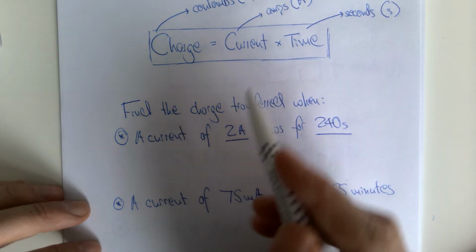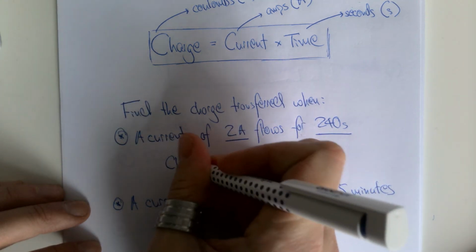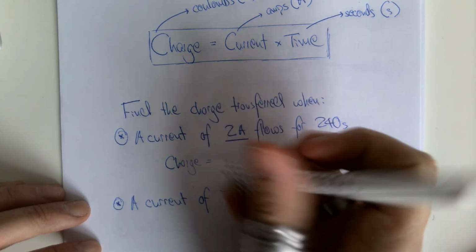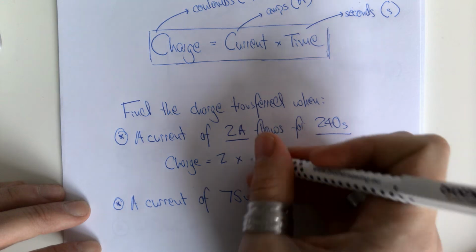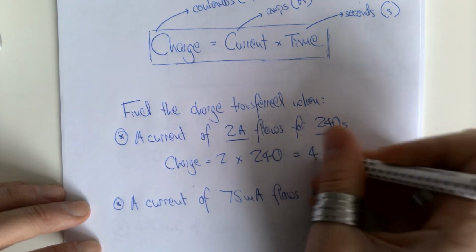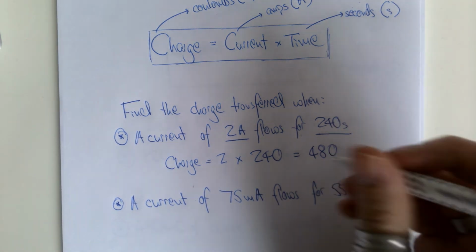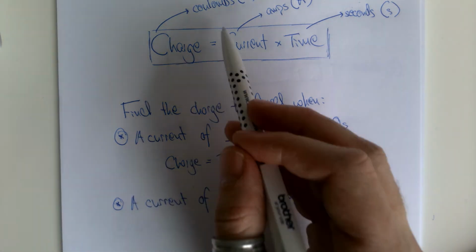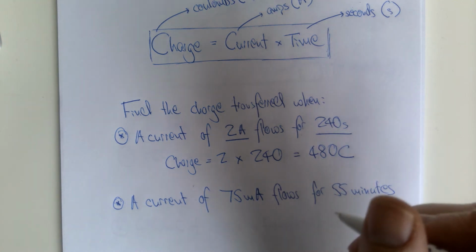So all we need to do is take our values and plug them into our equation. So charge equals current, 2, times time, 240. Pop it into a calculator and you come out with 480. Now, with any of these questions, whenever you are finishing, make sure you put the unit in. So charge, as we said, is measured in coulombs. So that's our first worked example.